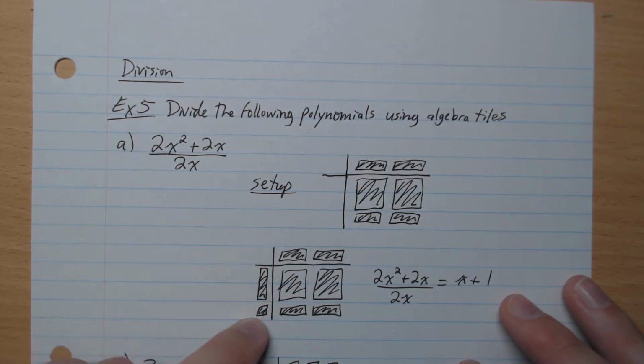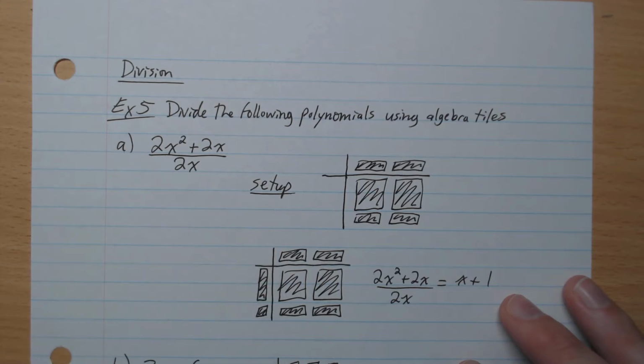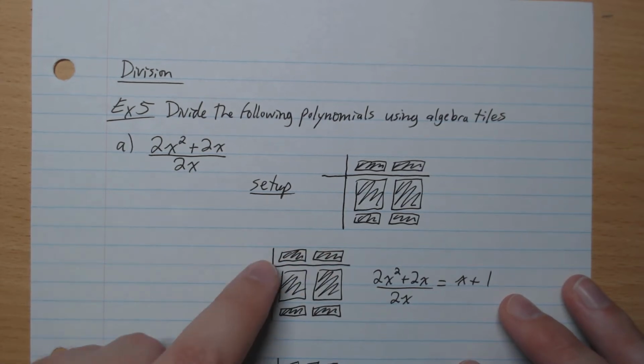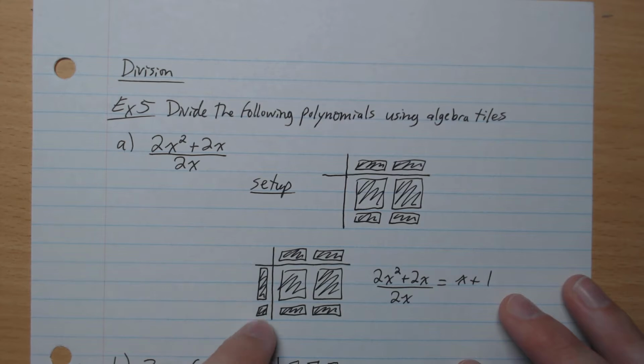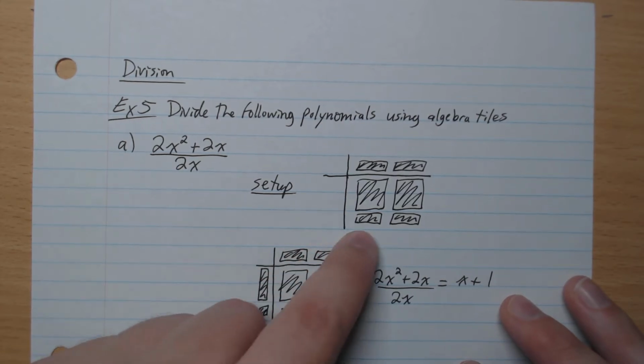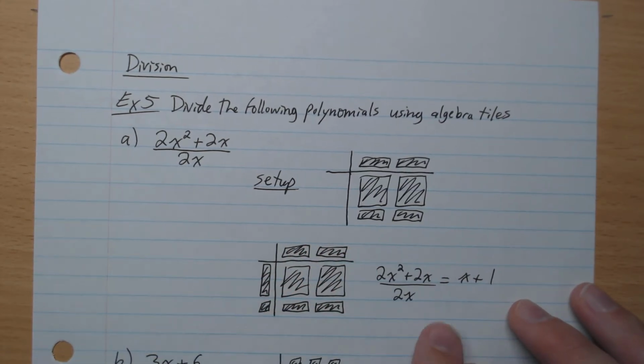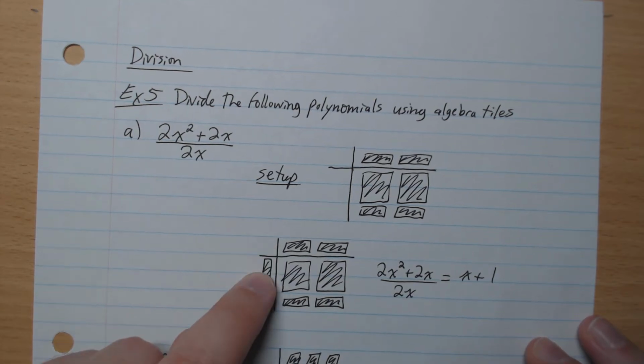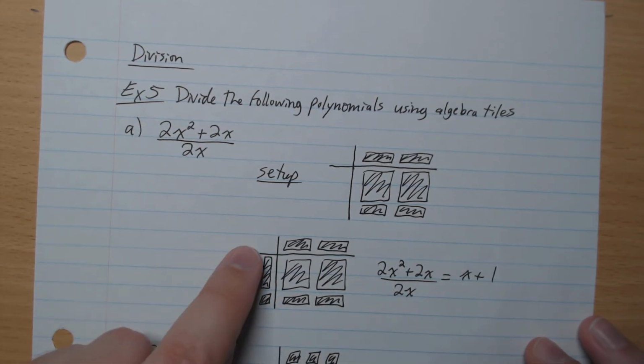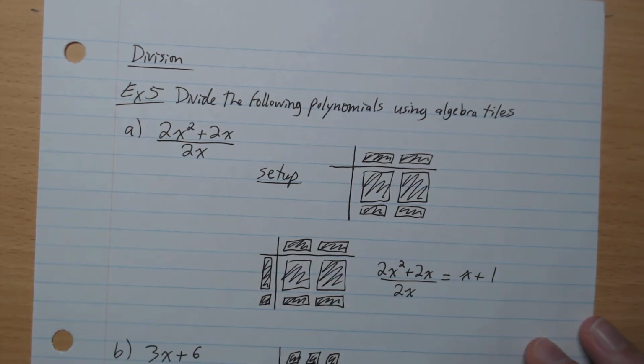And so this is our answer right here. You see, and you can check it. This times that gives this. This times that gives that. This times that gives that. This times that gives that. And so our answer here is x plus 1, like that. Both positive. X plus 1.